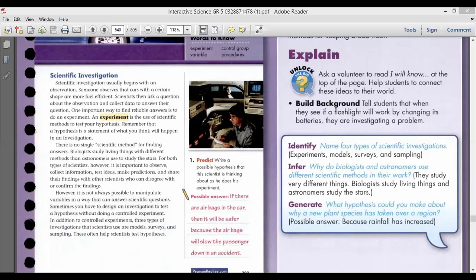Okay, so there is no single scientific method for finding answers. Biologists study living things with different methods. We cannot depend on one way to study, as we said in the last lesson, but we depend on many ways, but they should be reliable.